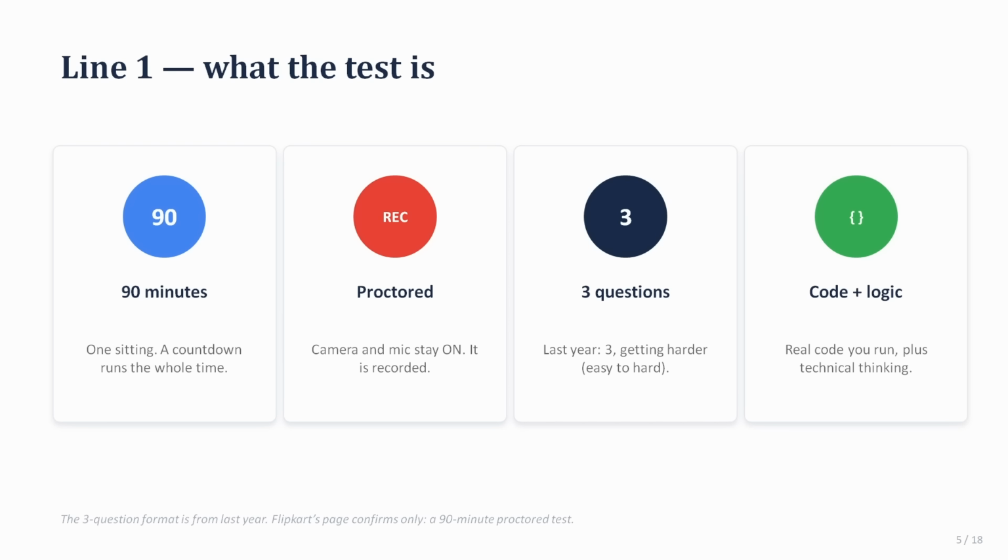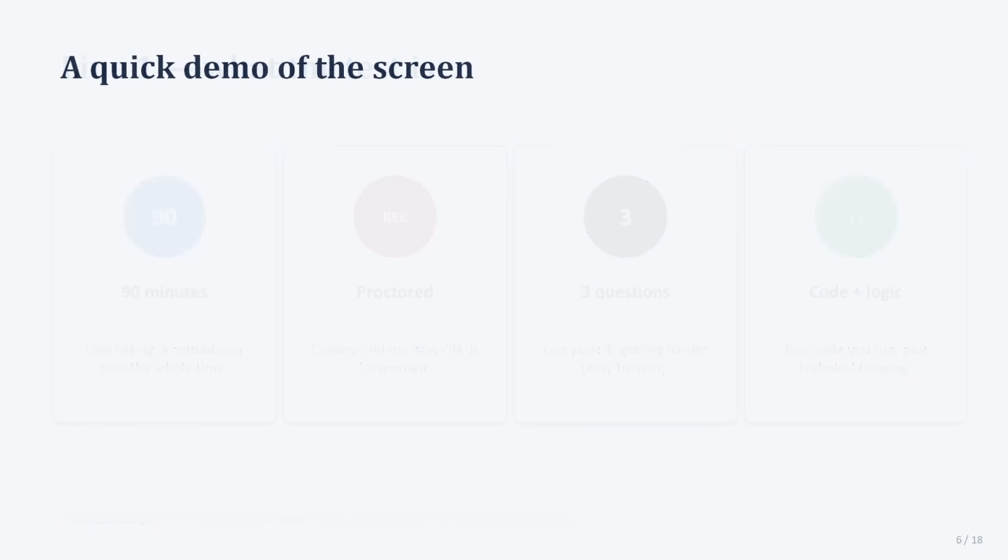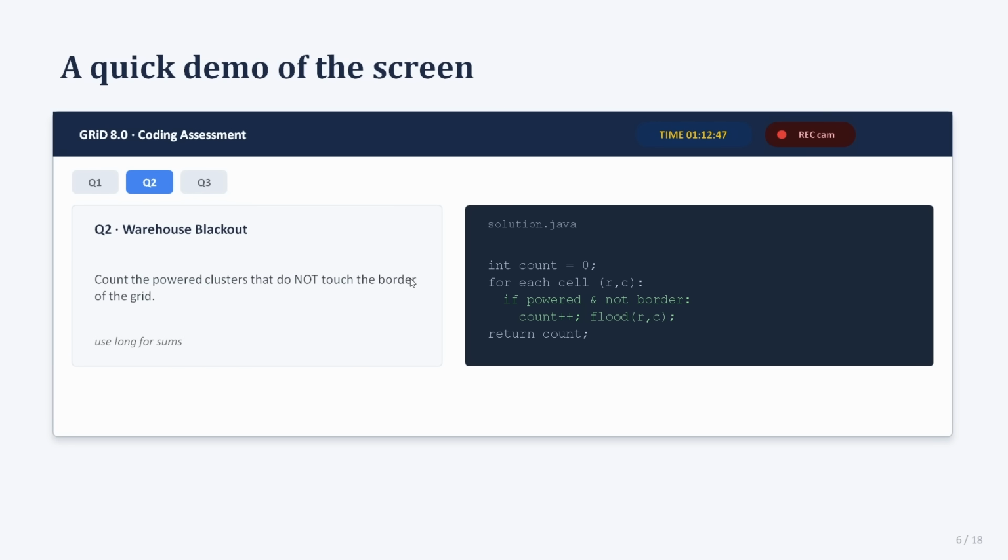Now let me show you the actual screen. This is what the screen looks like. On top you have a timer and a red dot, which means the camera is on. Three tabs for the three questions. On the left the problem, on the right your code editor with run and submit. It's similar to HackerRank if you have already participated in any interviews.